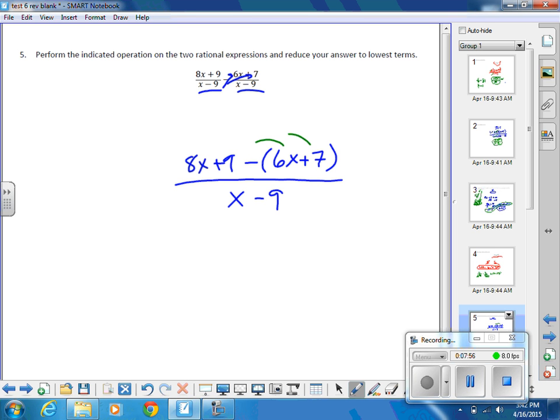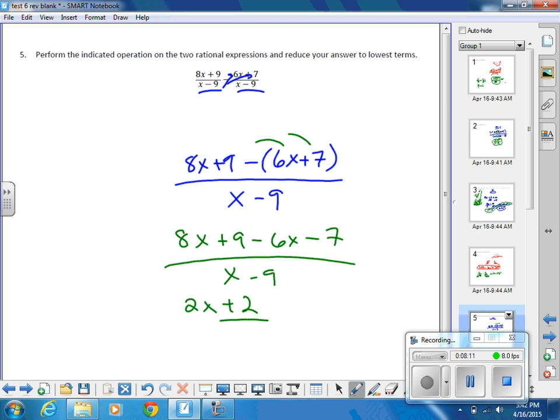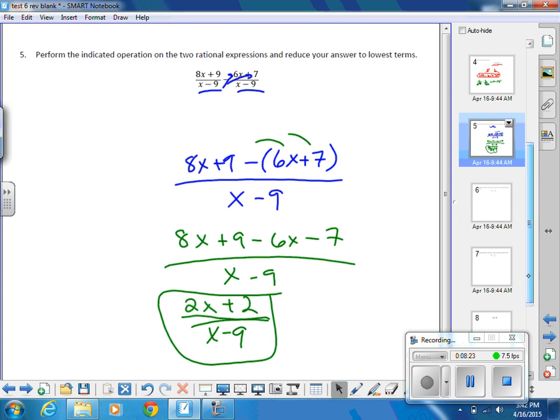I'm putting this in, I get 8x plus 9 minus 6x minus 7, all over x minus 9. 8x minus 6x gives me 2x. 9 minus 7 gives me 2. All over x minus 9. Now you might be thinking, I can take out a 2 from there, they both have a 2 in common, but you can't cancel anything, so leave it alone. Okay.